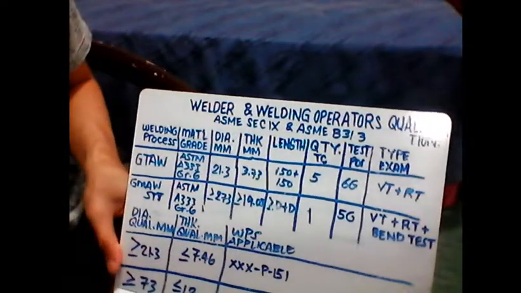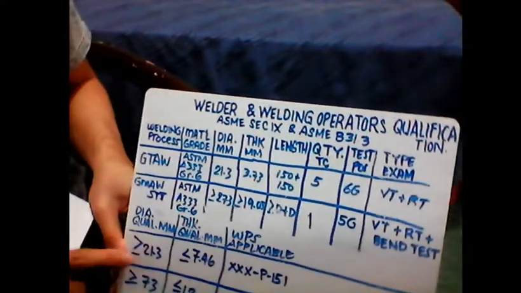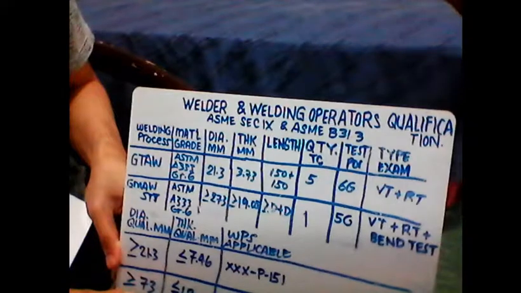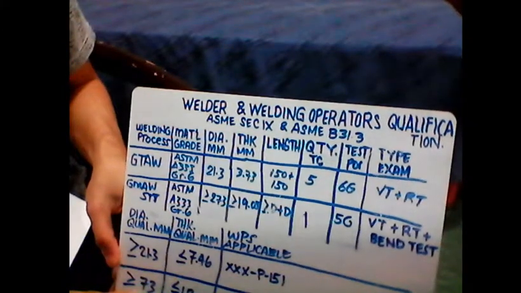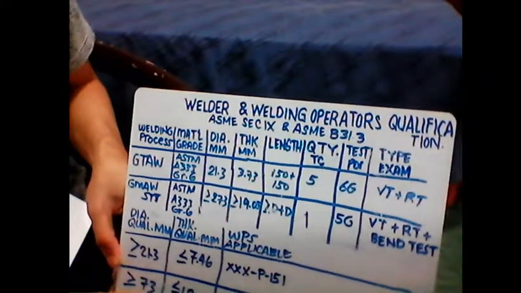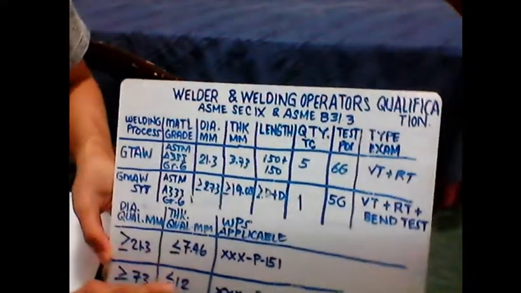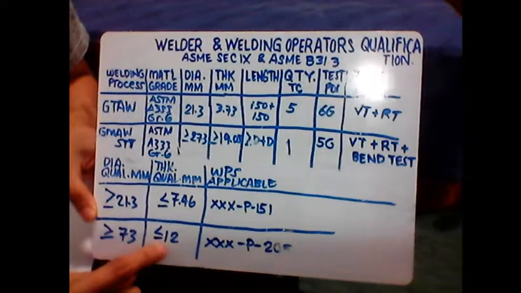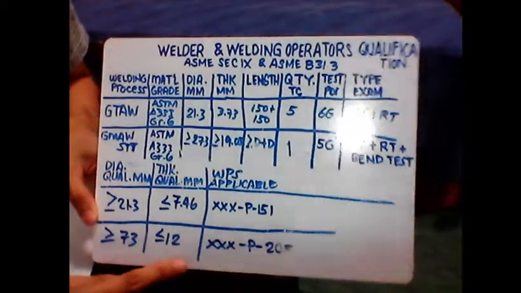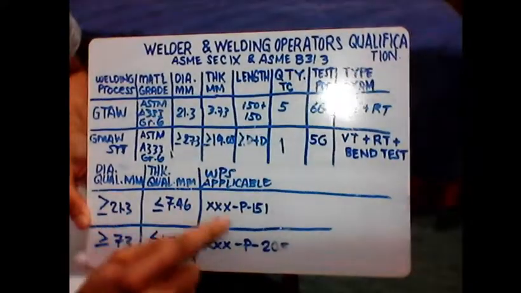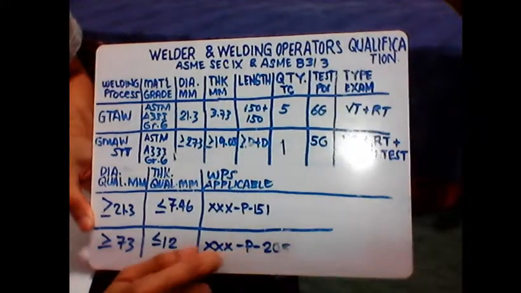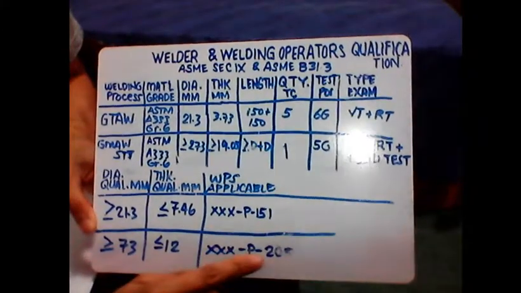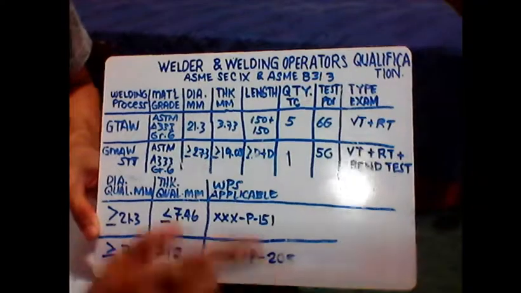Okay, next will be the diameter qualified. It should be greater than or equal to 73 millimeter. Then the thickness qualified should be less than or equal to 12 millimeter. Then the example of WPS applicable is XXX P-205.